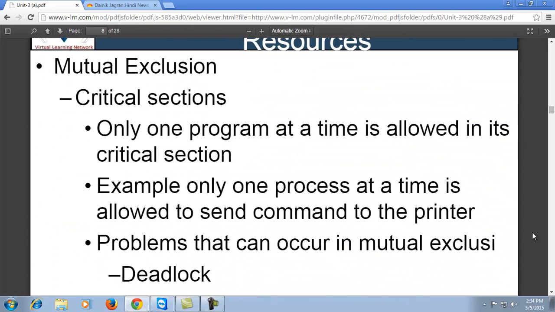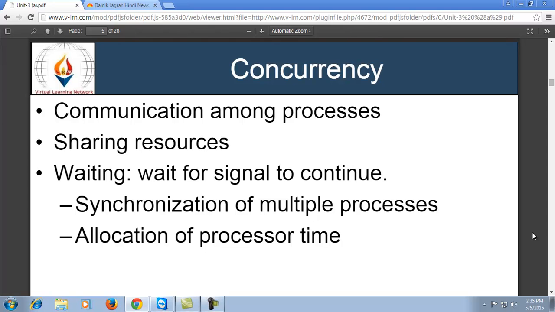In this we start from concurrency, communication among processes, like more than one processor processing a number of tasks simultaneously at runtime, and they need to communicate with each other. At that time we require communication between more than one or two processes.